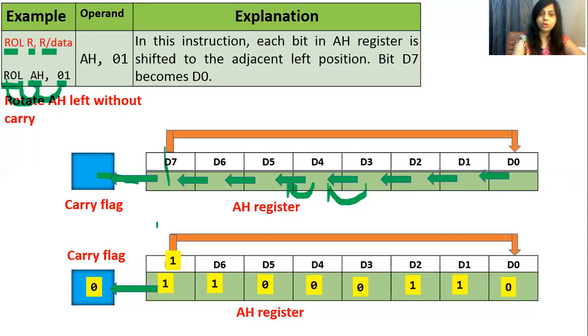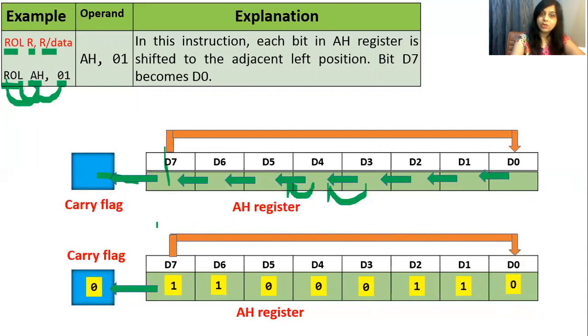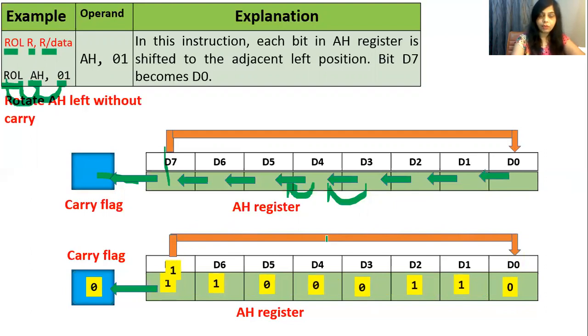After execution of this instruction, see carefully what is happening. Every bit will rotate towards left by 1 bit position like this. Now D7, which has 1, is entering in carry flag as well as in D0 bit position. So again I am showing you, please see carefully what happens. Every bit will rotate towards left by 1 bit position. Why 1 bit position? Because here it is written 0, 1.